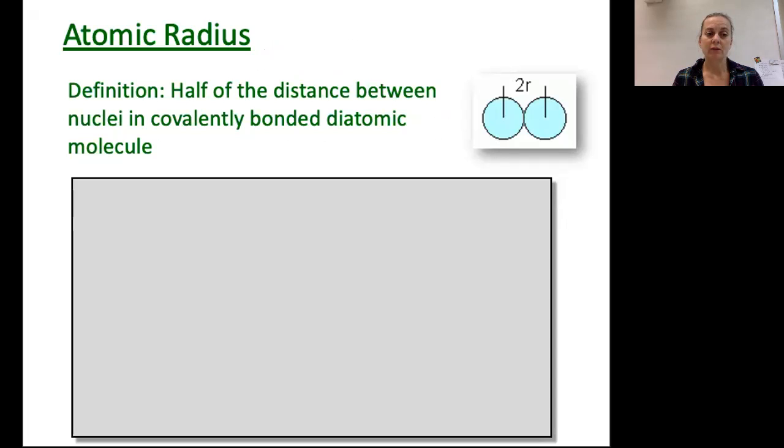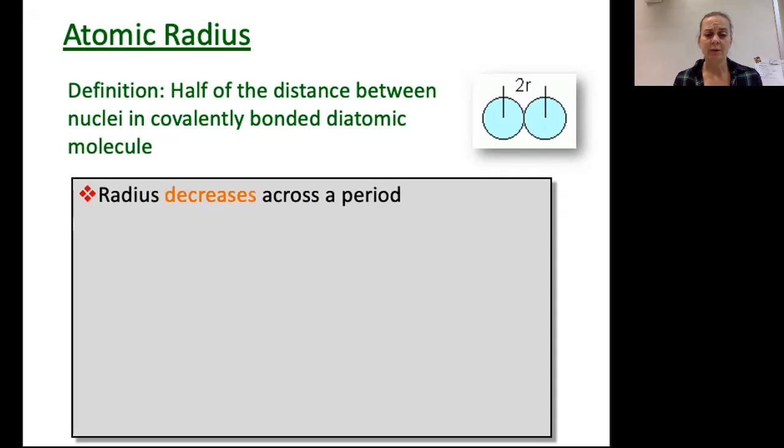So the first property that we are going to define is atomic radius. And atomic radius we define as half the distance between the nuclei in a covalently bonded diatomic model, which seems like an awkward way to define a radius. But if you think about the structure of an atom, that electron cloud is very difficult to define where it begins and ends. And so we define the radius as half the distance between two atoms.